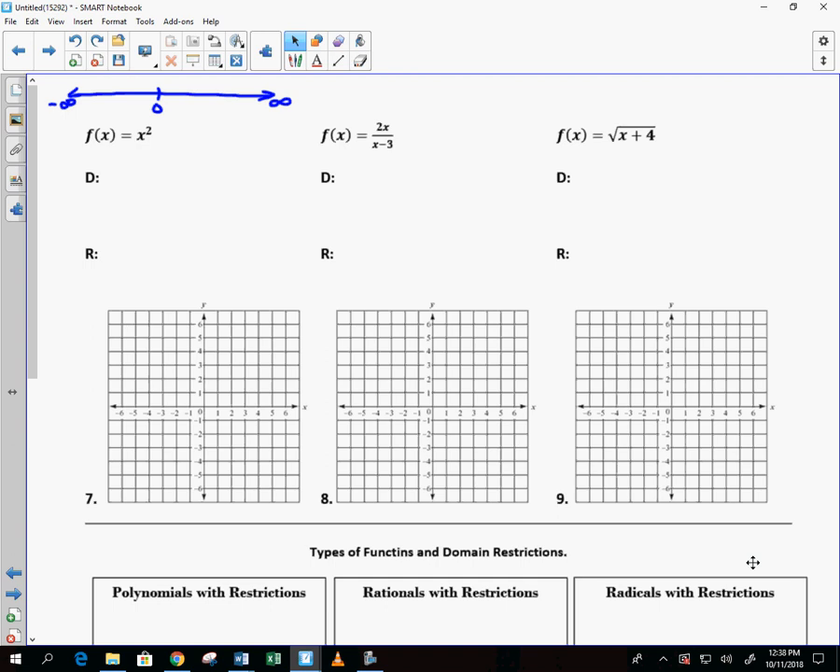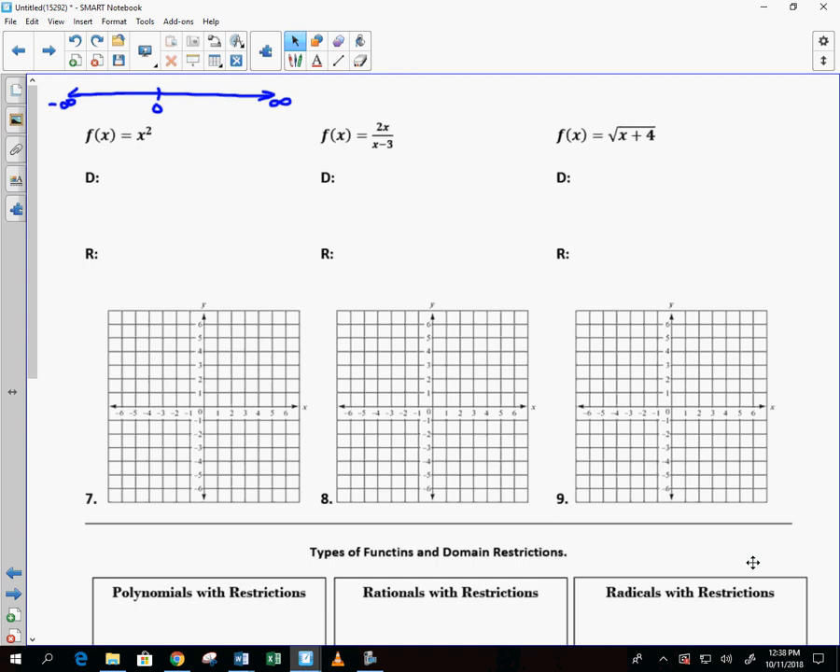Like 0. 0 squared? 0. Could you plot that point? Yep, so that means that 0's in your domain. 5. 5 squared. Could you plot 5, 25? So 5's in your domain. Let's try a negative number. -10. -10 squared. 100. Could you plot -10, 100? So -10 is in your domain.